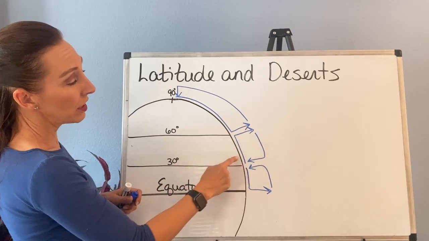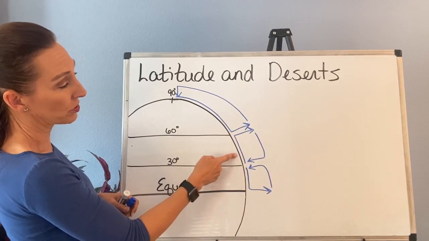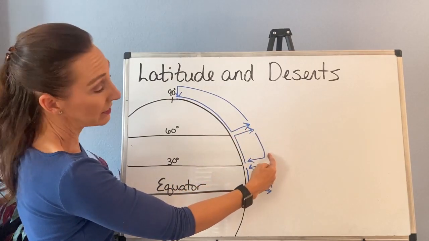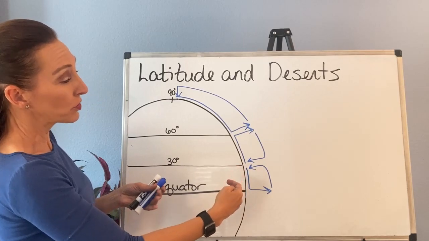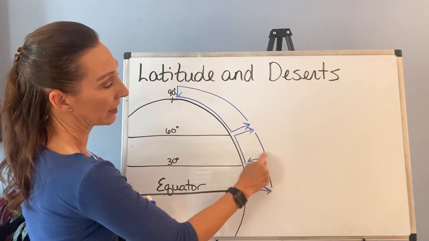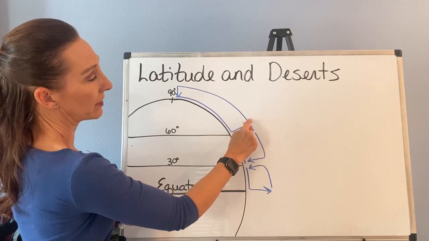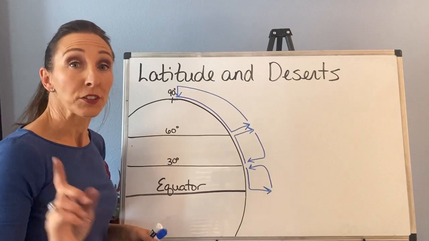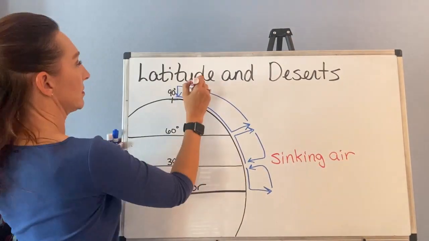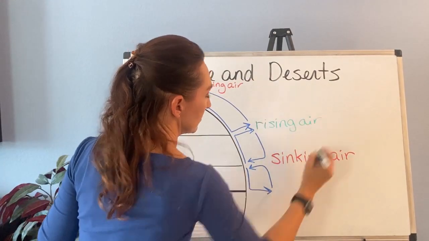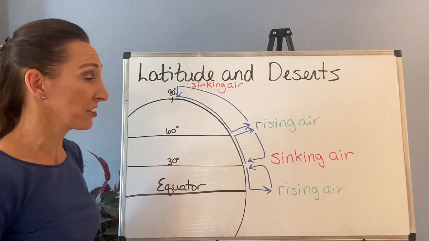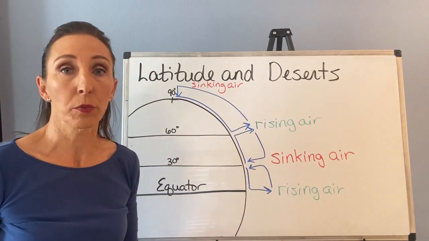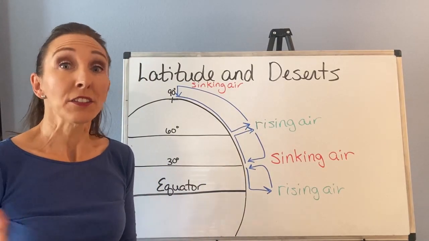With this next cell, the air travels over the surface towards 60 degrees, rises up at 60 degrees, travels back south, and then sinks at 30 degrees. What's really important here is that you get sinking air right here, rising air right here. With the cell at the top, the same thing happens: you get sinking air at 90 degrees. So let's make that notation. Okay, you can see how it alternates: rising, sinking, rising, sinking.